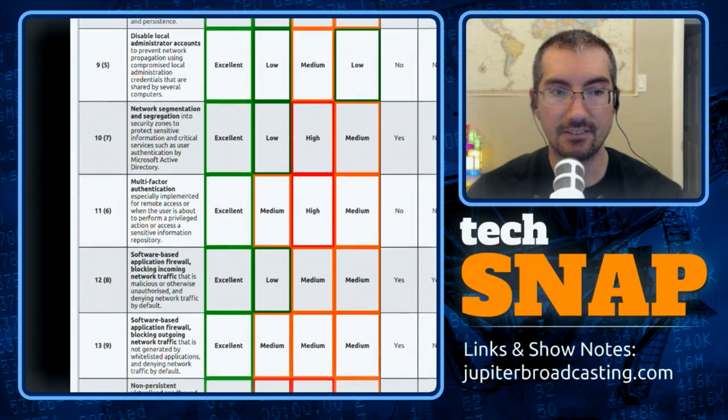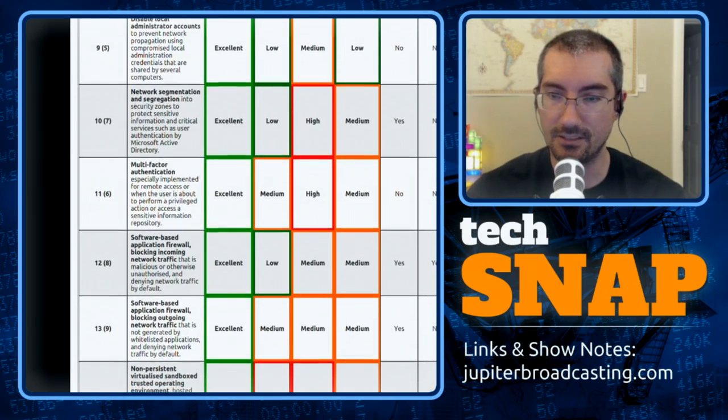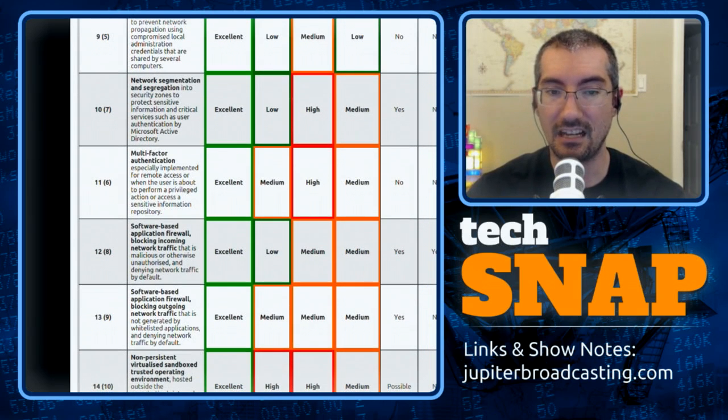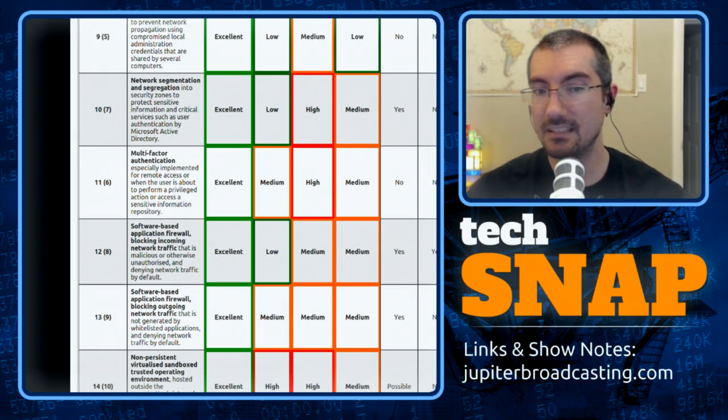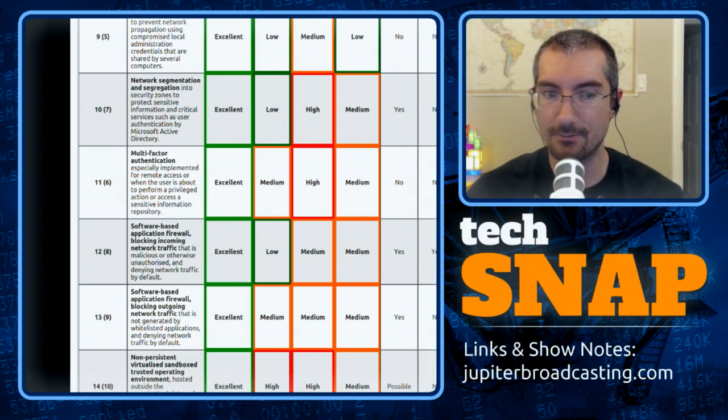Network segmentation and segregation, keeping your different parts of your network separate, but that's a high upfront cost and a medium upkeep cost. Multi-factor authentication is good, although that's a medium user resistance, high capital cost, and medium upkeep cost. Right. Then they talk about software-based application firewalls that block all incoming traffic. That's low for the user, but medium for upkeep.